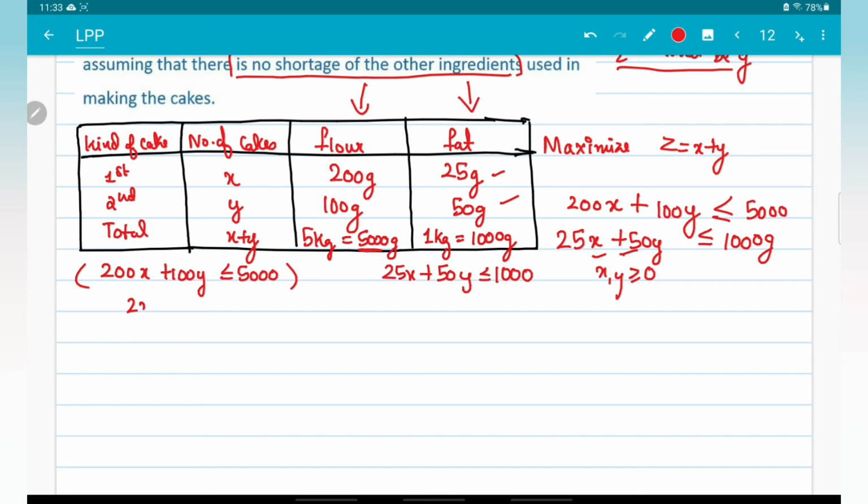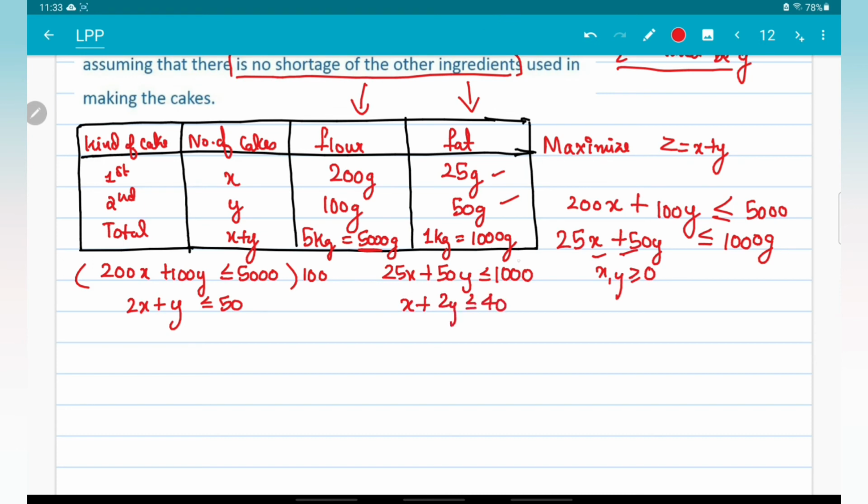I can remove these zeros. I can make it 2x plus y less than or equal to 50. If I divide the whole inequality by 100, I get 2x plus y is less than or equal to 50, just to make the numbers a little bit smaller. Now this one also I can simplify. I can make it x plus 2y less than or equal to 40.